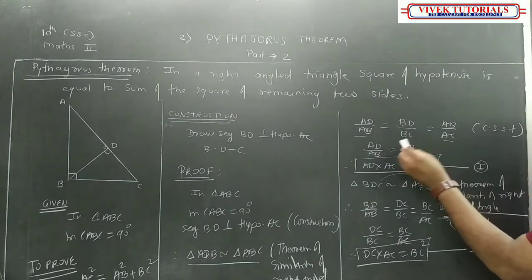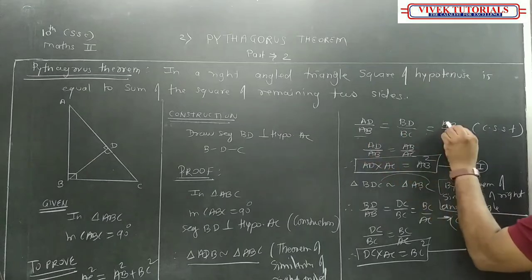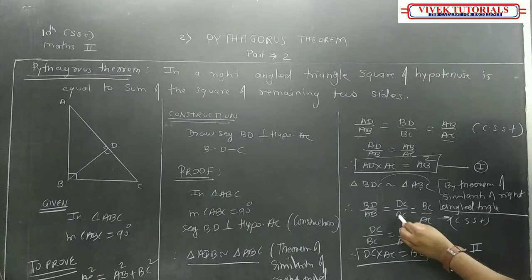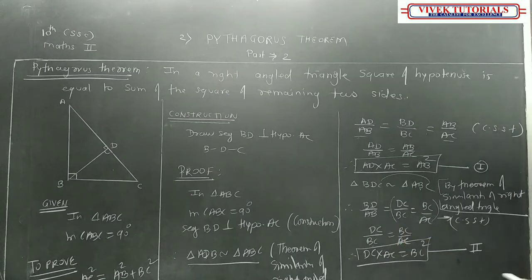The sides that repeat we will take. AB is repeating. That will give AB square is equal to AD into AC. Here BC and BC get repeated, so I am going to take that. So BC square is equal to DC into AC.